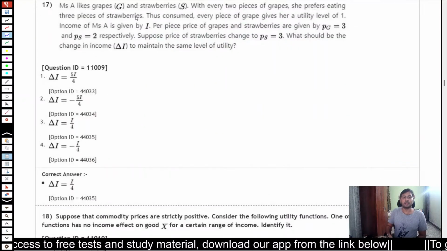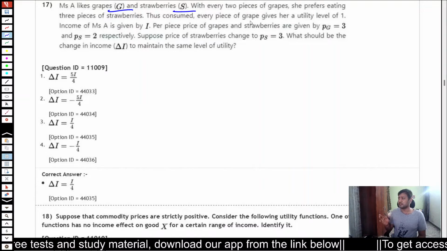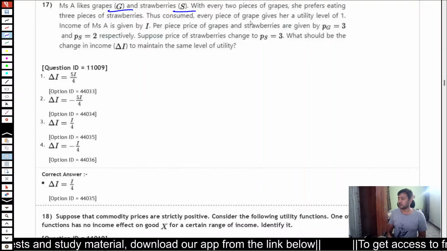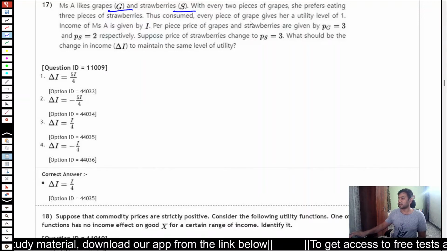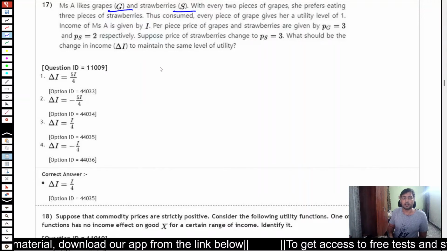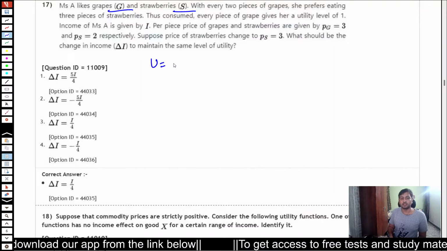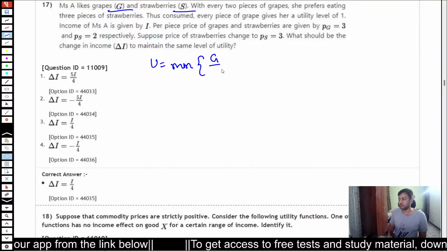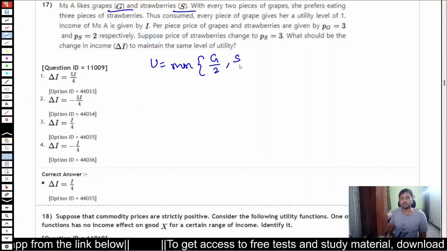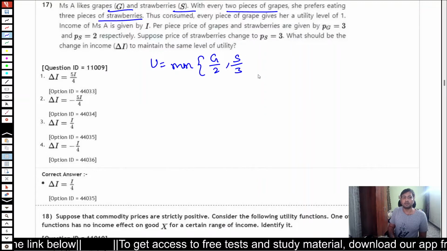Miss A likes grapes and strawberries, and it has been given that she likes to consume them in a particular fraction. So this is a case of perfect complements. The utility function is the min of the amount of grapes divided by 2 and strawberries divided by 3, because 2 pieces of grapes go with 3 pieces of strawberries.